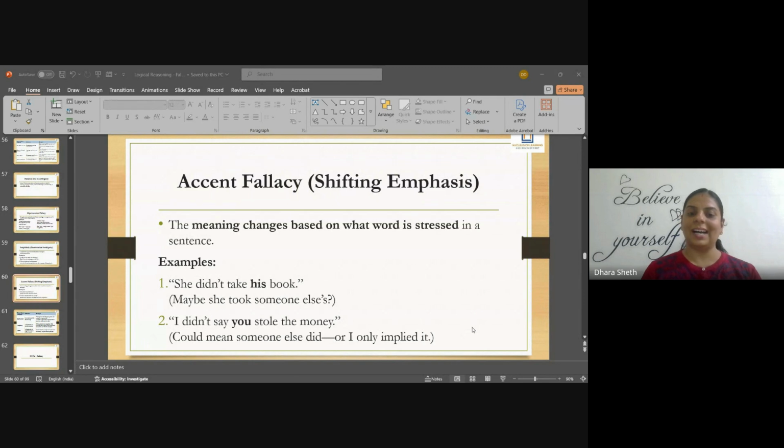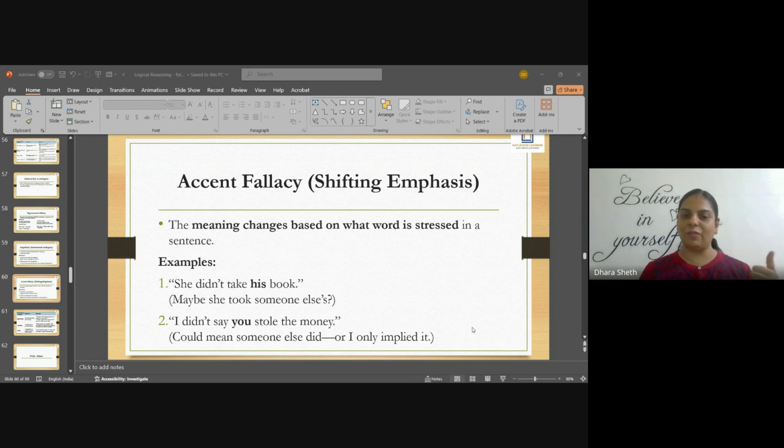Second example, I didn't say you stole the money. So maybe someone else did. I only implied it. I didn't say you stole the money, which means you stole something else. There could also be, I didn't say it, I implied it. I watched it, I did something else, but I didn't speak with my mouth. I didn't say you stole the money. Someone else said it. Depending on the word that is stressed, the meaning changes.